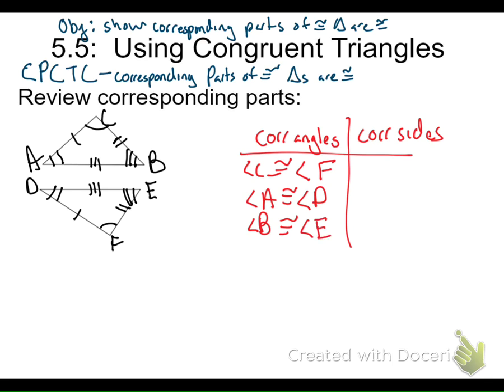And then we do the same thing with the sides. We look for the tick marks. So here we see we have CA, which is congruent to FD. We have AB, which is congruent to DE. And then we have BC, which is congruent to EF.